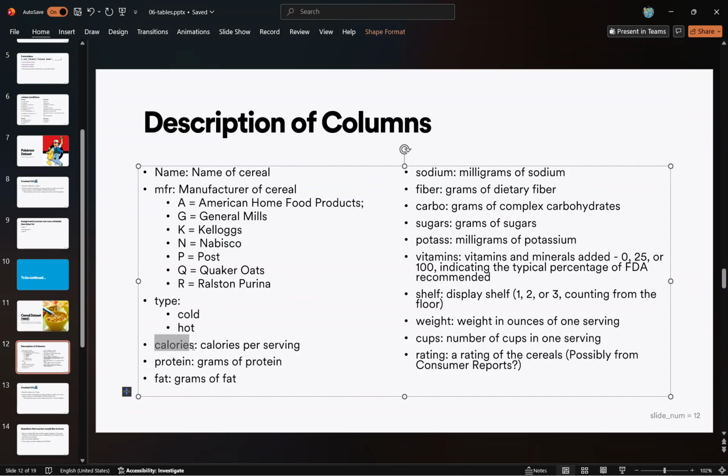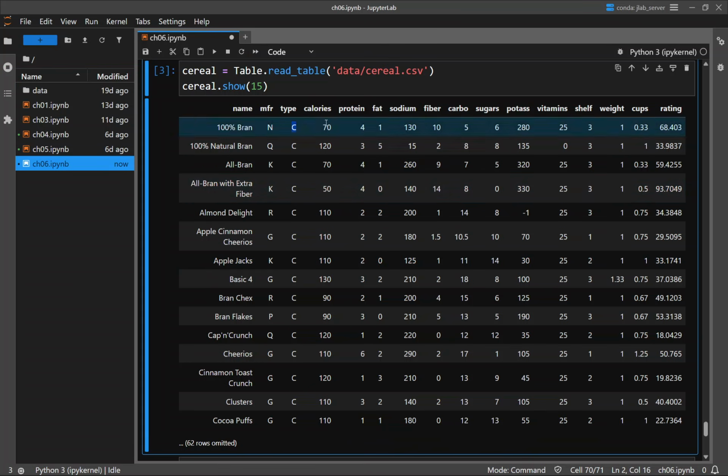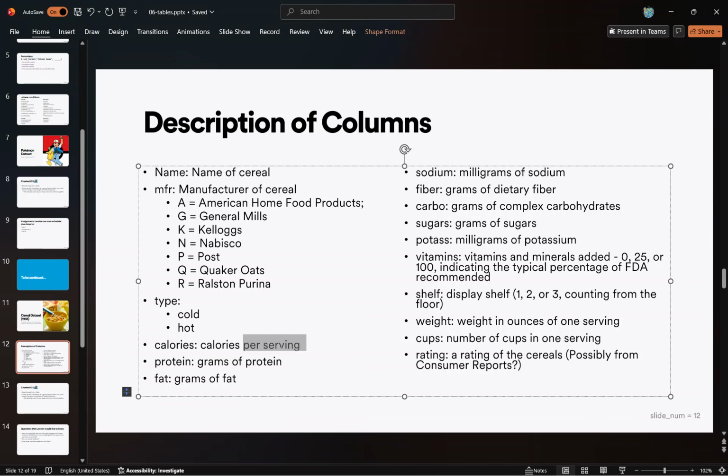Number of calories, and all of these are going to be in terms of serving sizes. So calories is in calories per serving, not the entire box's worth of calories. Protein is grams of protein. Fat is grams of fat in a serving size of the cereal. Sodium is in milligrams for a serving size. Fiber is in grams. Carbohydrates, also grams. Sugars is in grams. Potassium, like sodium, is in milligrams because I guess we don't need a lot of that as humans.